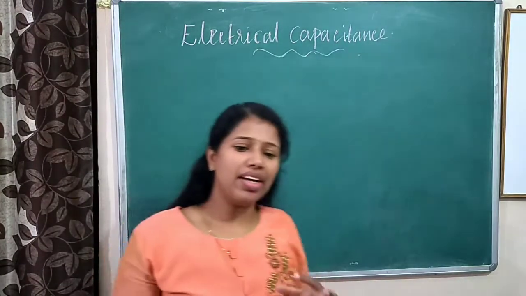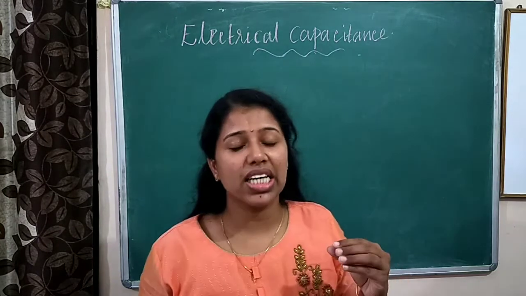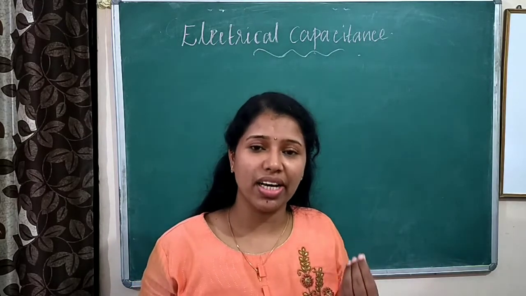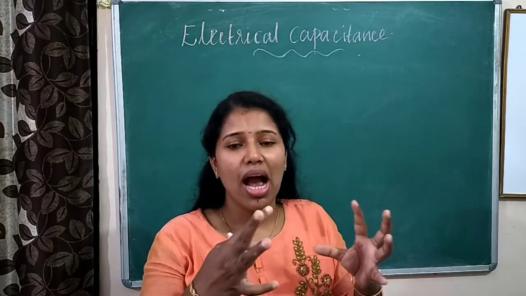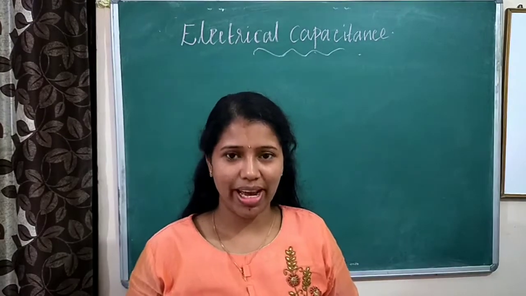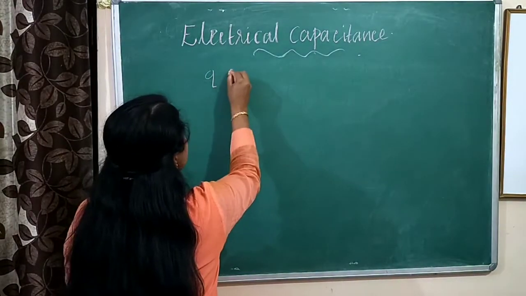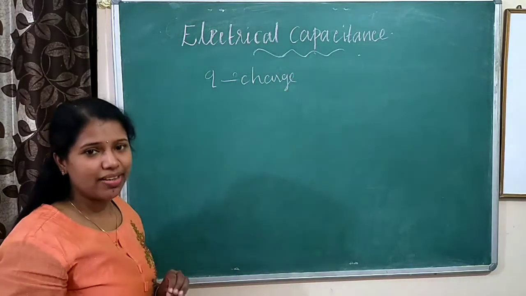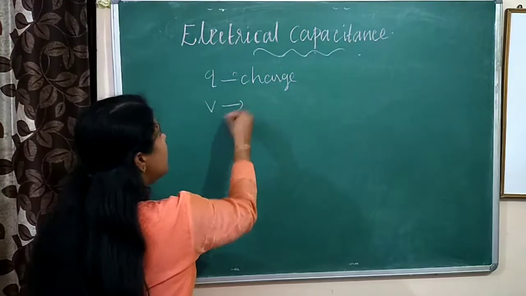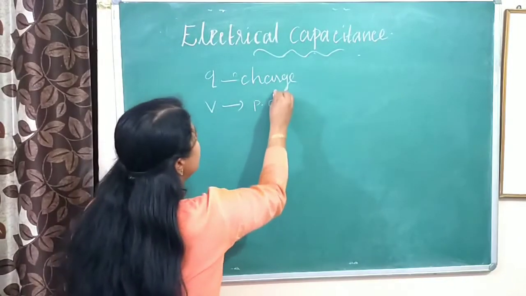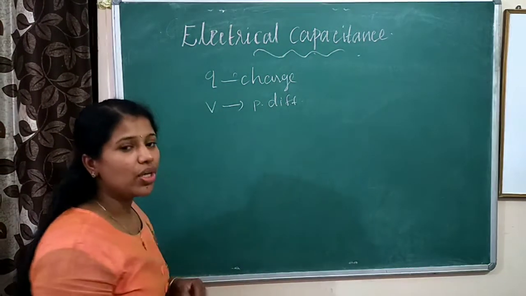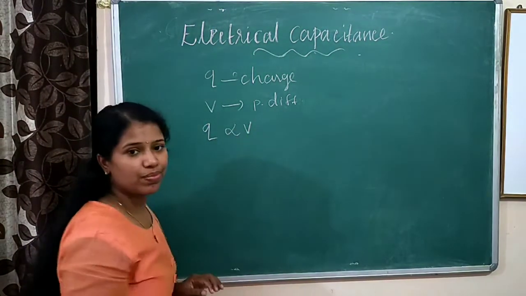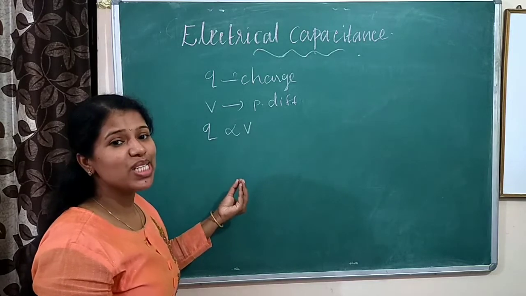When some charge is given to a conductor, a potential difference is applied across the ends of the conductor. Q is the charge of the conductor, and V is the potential difference. When Q increases, V also increases. Q is proportional to V.